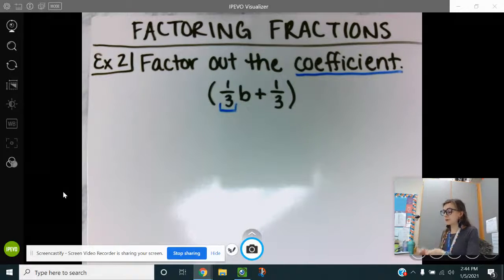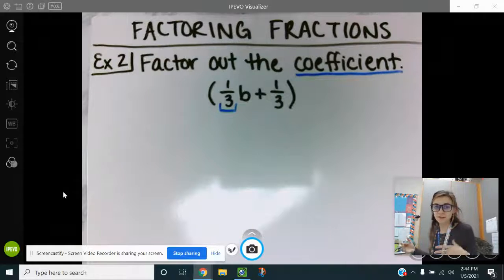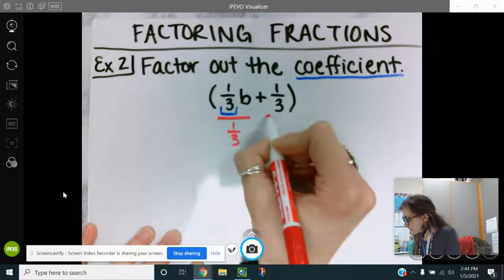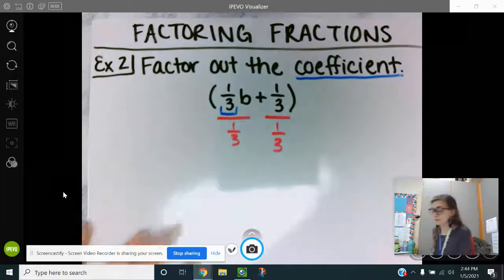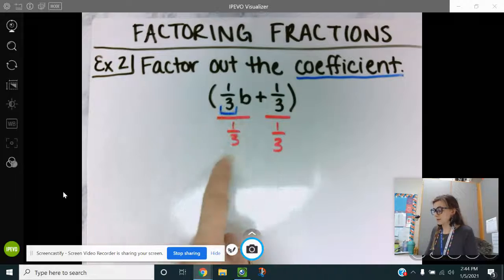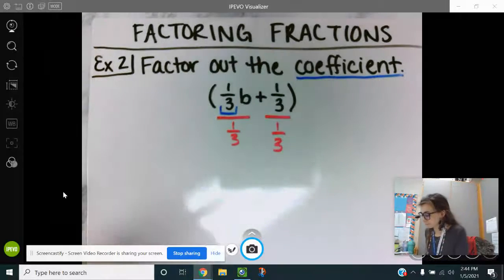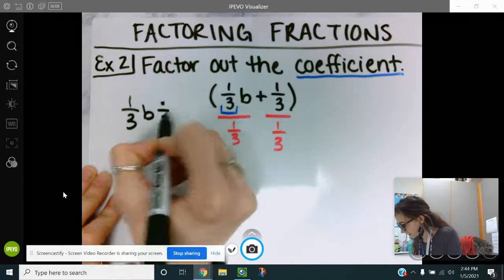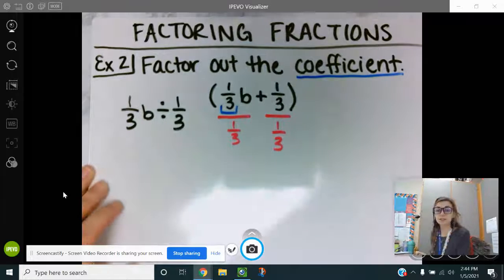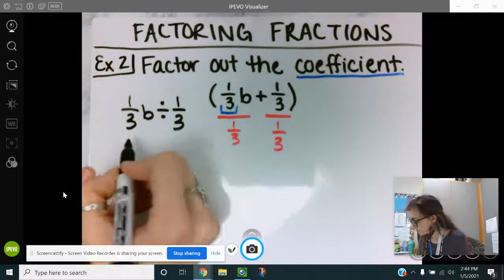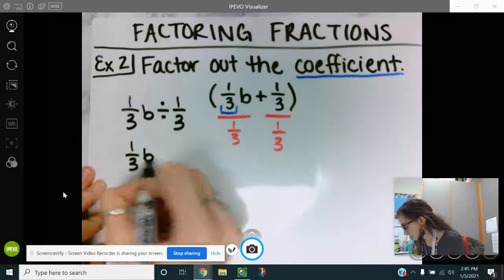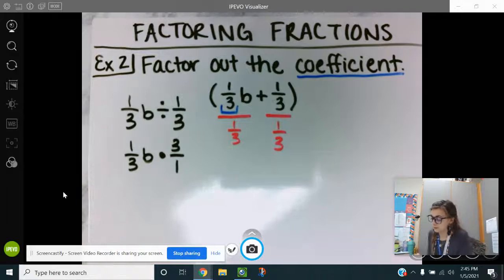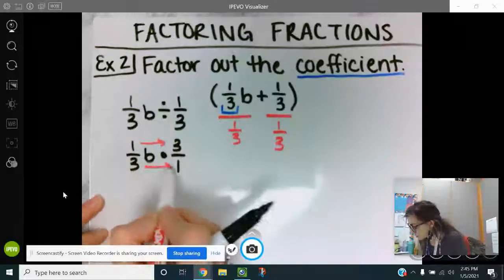Now to factor out 1/3, we need to divide each term in our parentheses by that number. So we're going to divide this by 1/3, and we're going to divide this by 1/3. 1/3 b divided by 1/3. Keep, change, flip, multiply by the reciprocal. 1/3 b times 3/1. We multiply fractions by going straight across.